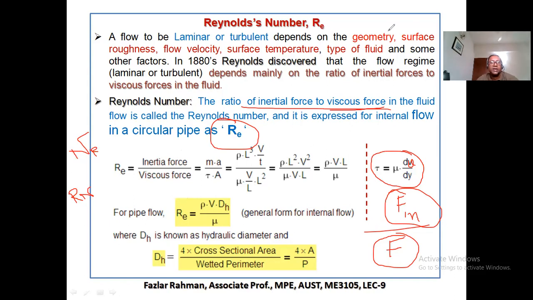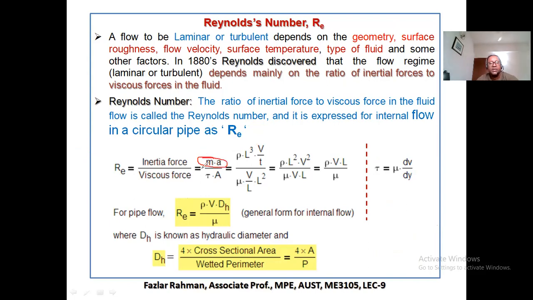Now, how will you figure out the inertia force? F equals m a. Viscous force is tau times area. Now we'll put in the units and simplify this ratio. How will we figure out the mass of a fluid? If you know the volume multiplied by density, you get mass, right? So mass m equals density times volume. What is the volume? L cubed. We put that over here. Now, what is the acceleration? Change of velocity in a certain time, that means v by t. So we put v by t at the top. Now, viscous force is tau times area. What is the tau?